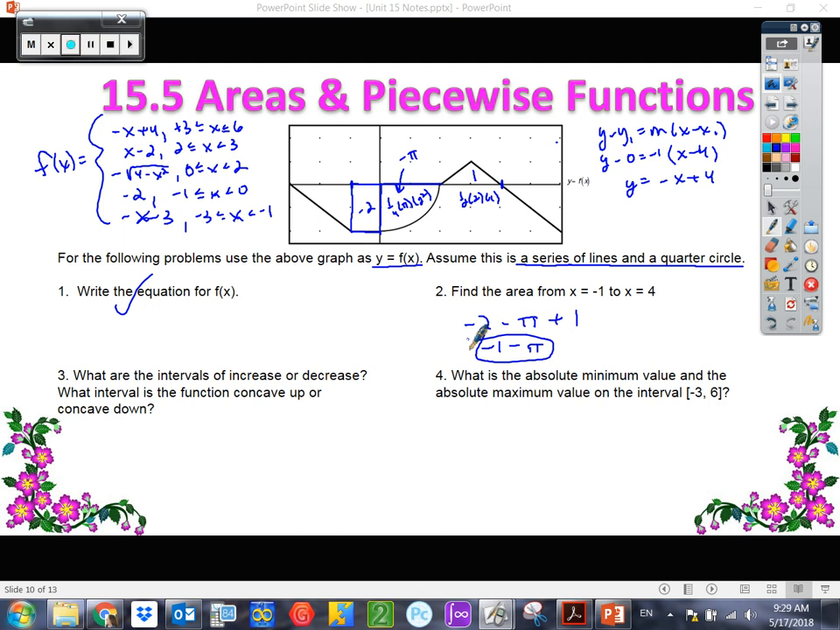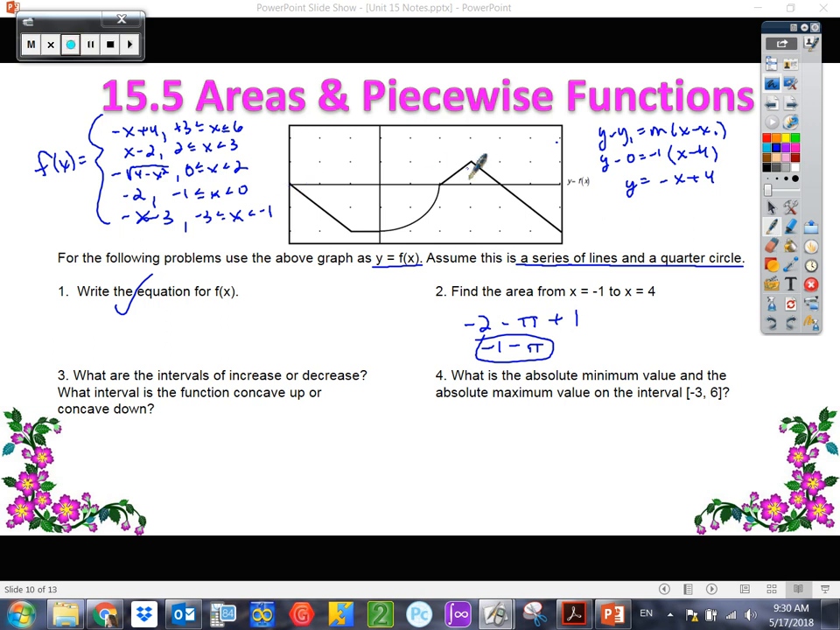Alright, now let's look at some other things that we can do with the graph. We're looking for intervals of increase or decrease. Let's do that first. Let's not talk about concavity yet. Let's do intervals of increase, decrease. So let's clear this off again. Since this is the position, increase and decrease, we've talked about that before.